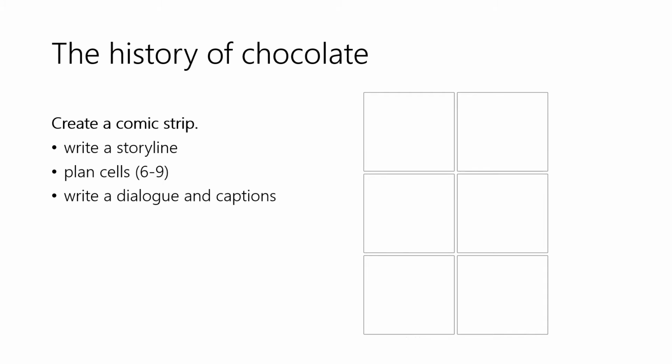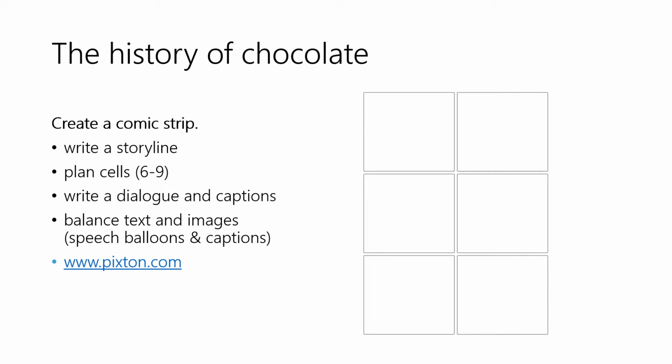You should first think whether you want to tell the whole story about the history of chocolate or just a part of it. Plan each cell. Which characters do you want to include? What about the setting? And the dialogue? Well, you shouldn't put too much text in the cell. 2 to 3 speech balloons is enough, and maybe a caption. You shouldn't overdo with the text.